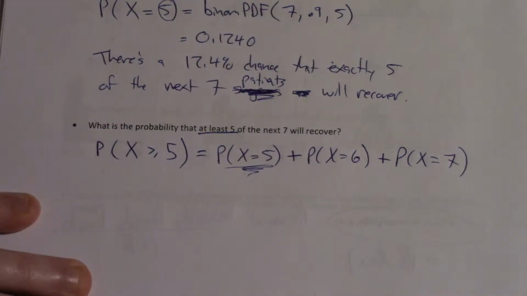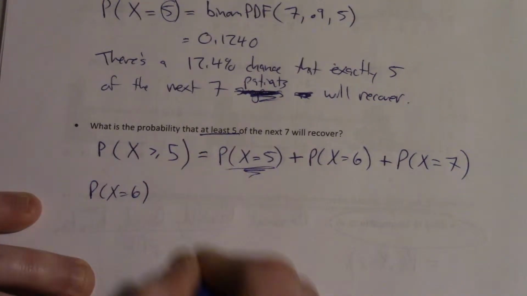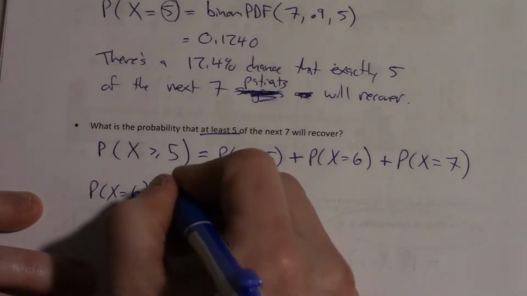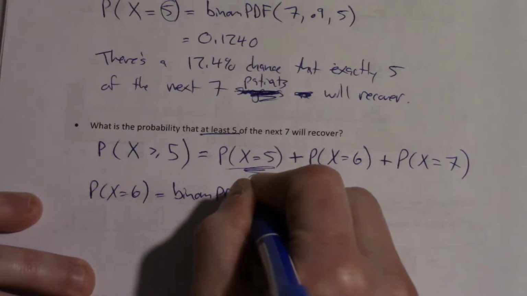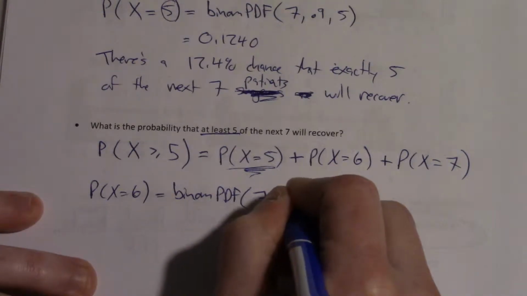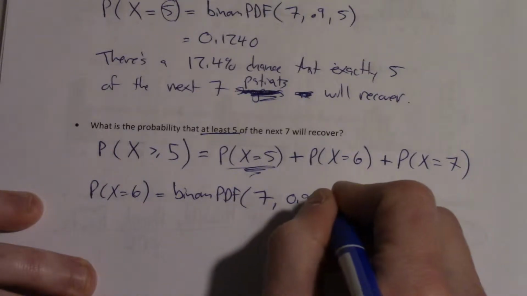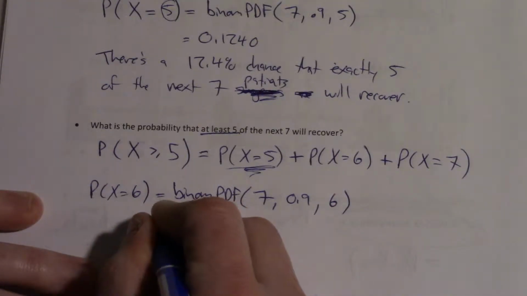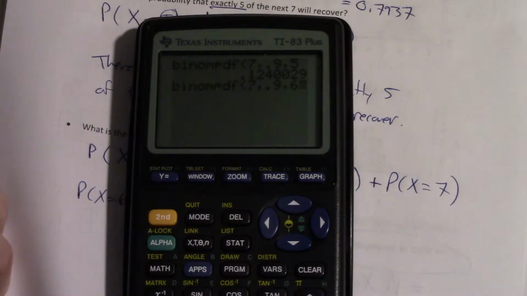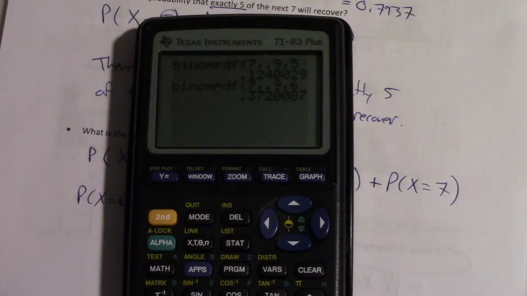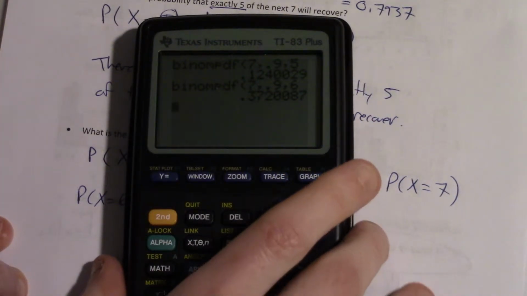So we've already taken care of 5. We did that in the previous one. So to find the probability that x is 6 and x is 7, we'll just use binomial PDF again. So when x is 6, binomial PDF, the number of trials is still 7, the probability of success is still 0.9, and we want 6 recoveries. So on the calculator, that works out to be 0.3720, and you should verify that you get these values.